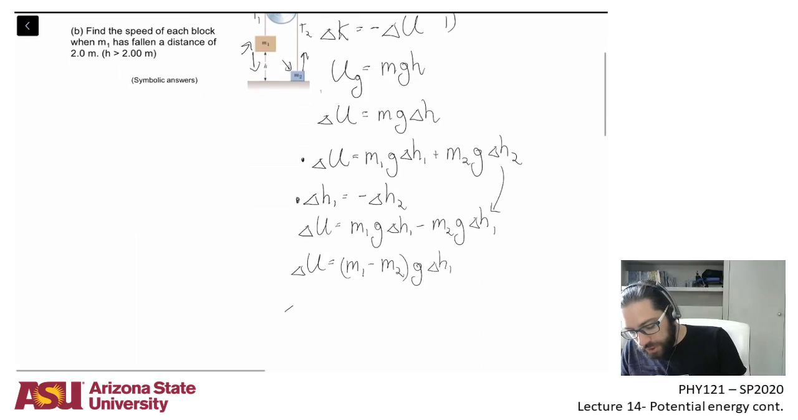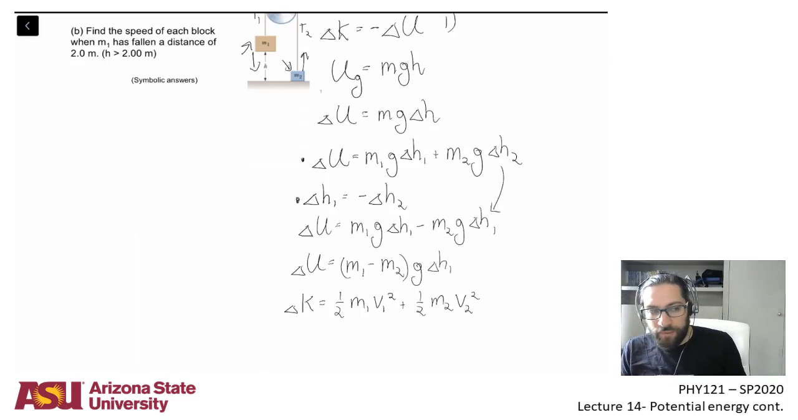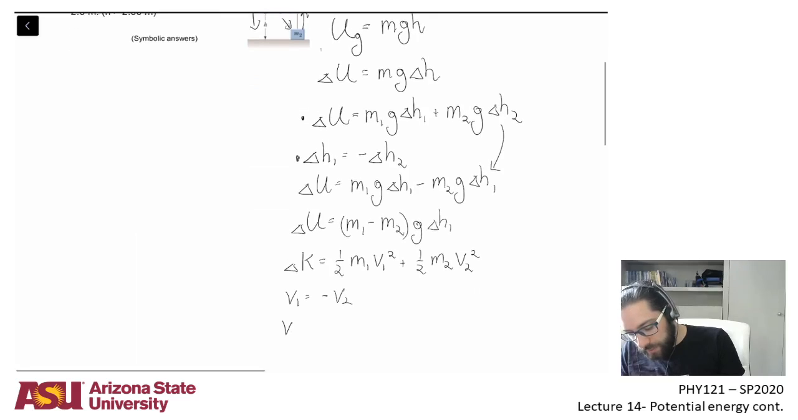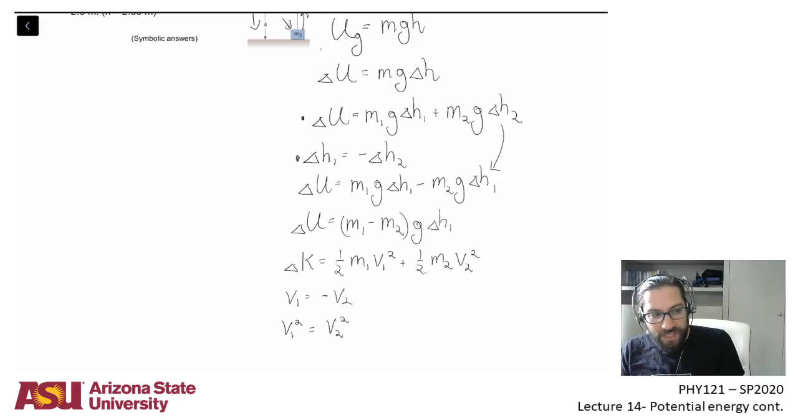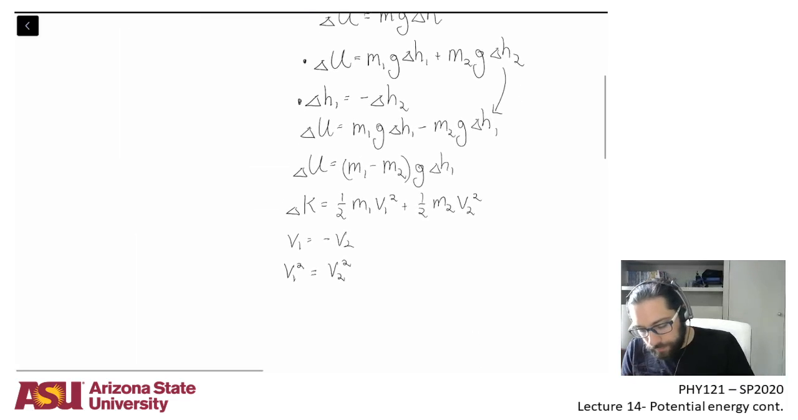So now we have the change in kinetic energy. This is 1/2 m1 v1 squared plus 1/2 m2 v2 squared. Again, because the blocks move together, if one falls and the other rises, v1 equals minus v2, which means that v1 squared equals v2 squared. So there's really only one speed in this problem because these blocks move at the same speed, not velocity, speed.